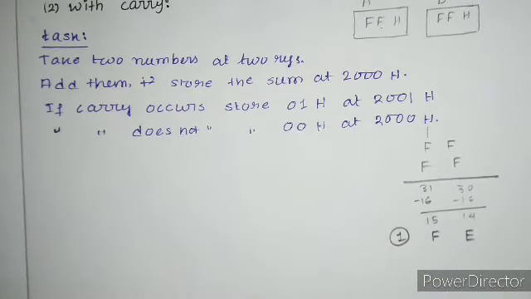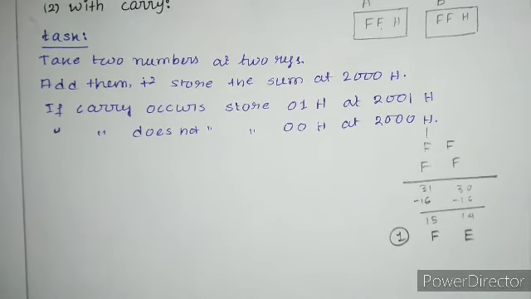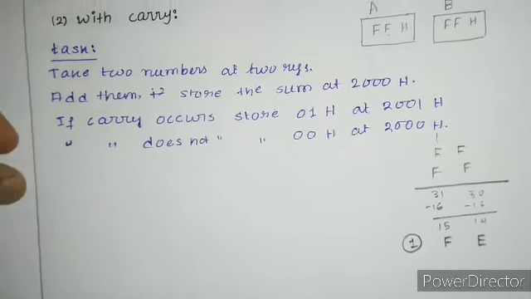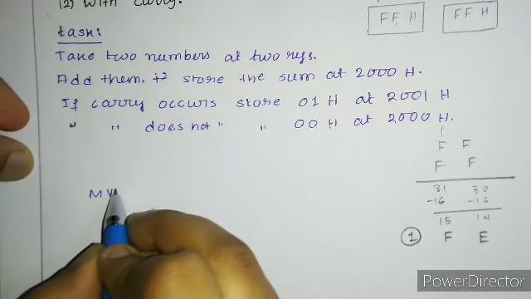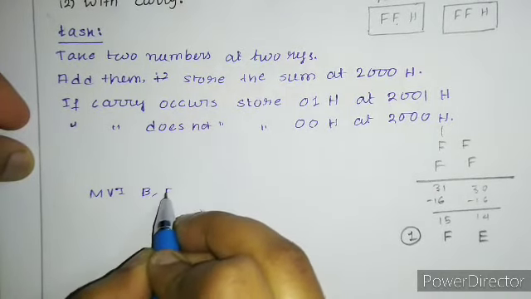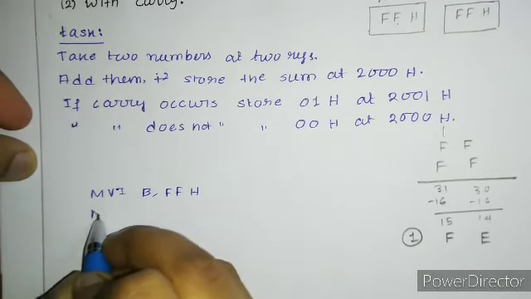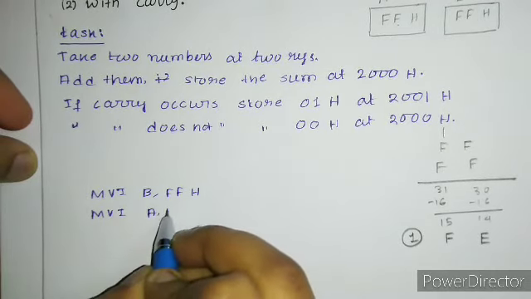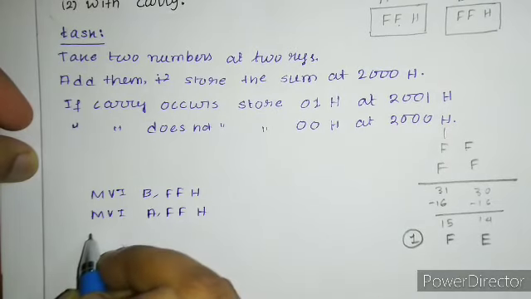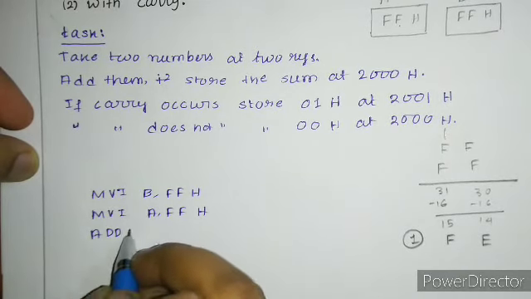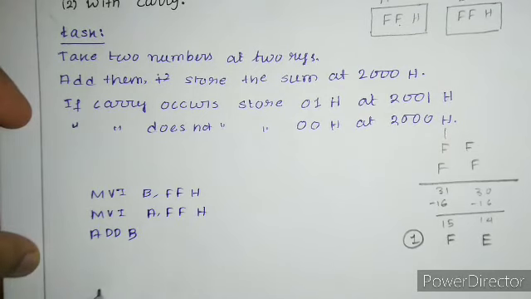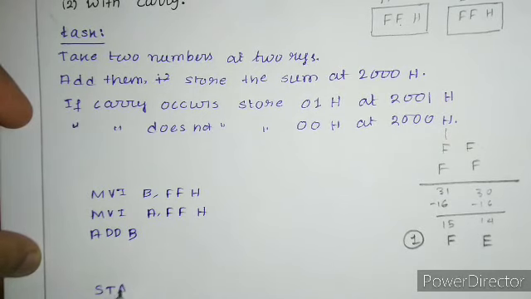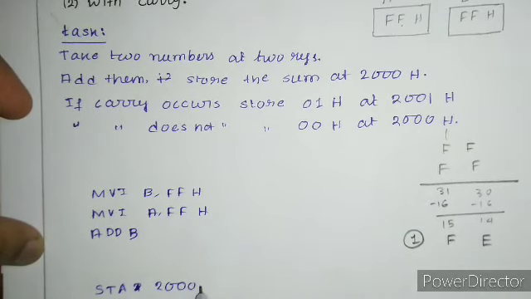What happens in these types of cases? What can we do? Okay, so first, whatever we have learned just for now, write that. MVI B, FFH. MVI A, FFH. ADD B. STA 2000H.